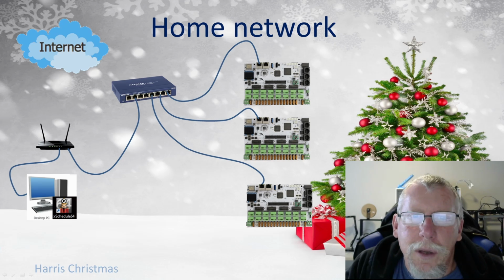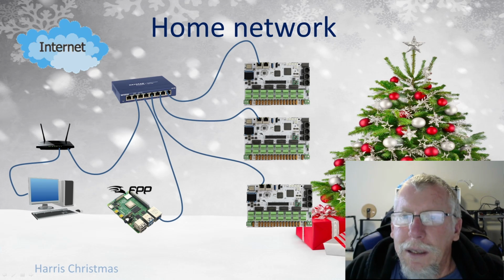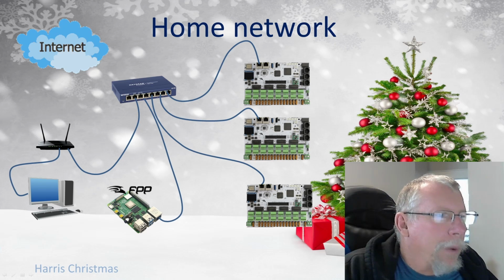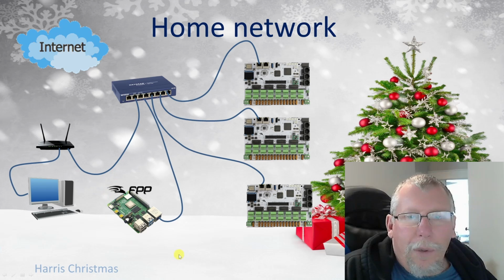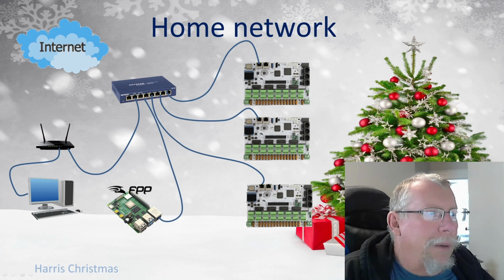But if you wanted to use FPP, you'd simply add a Raspberry Pi like this. And with the Pi connected this way, all of your show traffic is going to be isolated to your controllers. It will not impact your home network, and your home network will not impact your show. All the network traffic is going to be isolated through the switch in here. None of it's going to go back into the router.